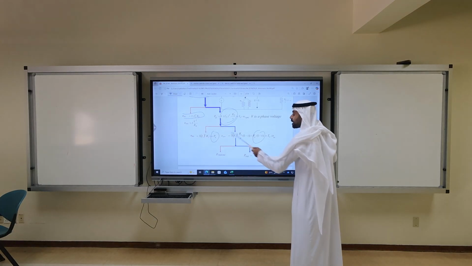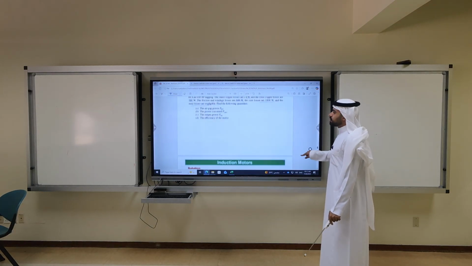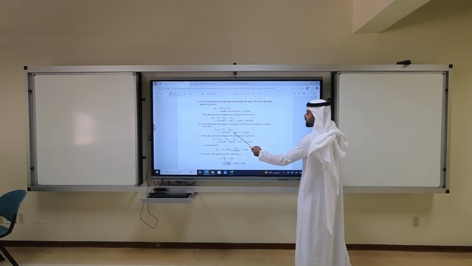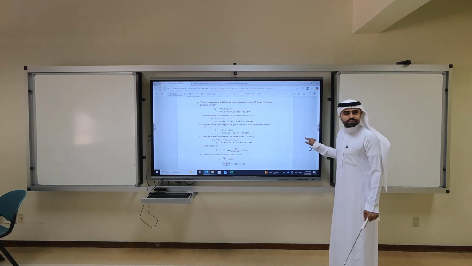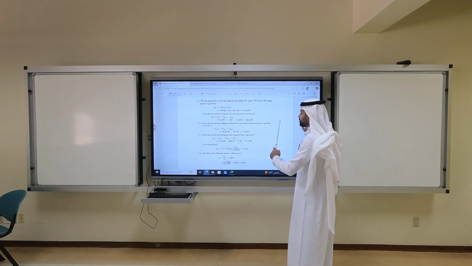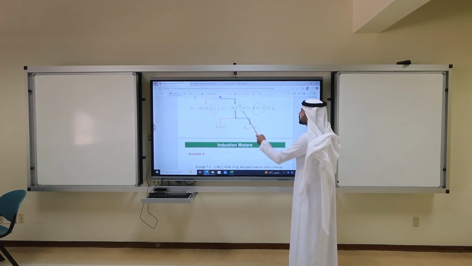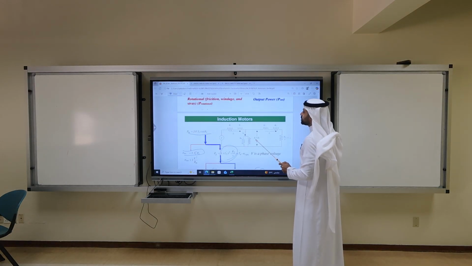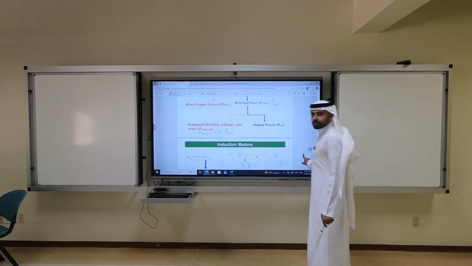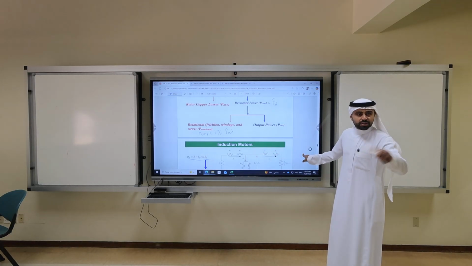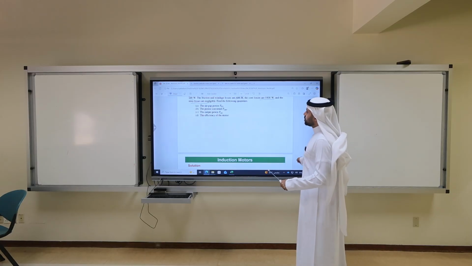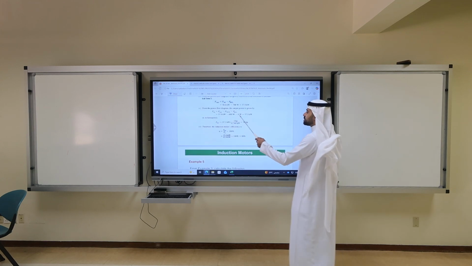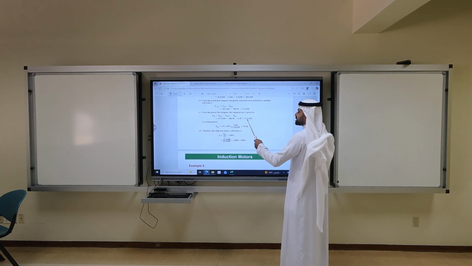What is the converted or developed power? You already have the rotor copper losses, 700. You subtract 700 from 38.6, you get 37.9. Then what is the output power? Output power is the converted minus the rotational losses. What is rotational? Friction plus windage plus stray. He told you to ignore the stray. What is friction plus windage? It's given in the question. Friction and windage are 600. So you subtract 600 from 37.9, you get 37.3.